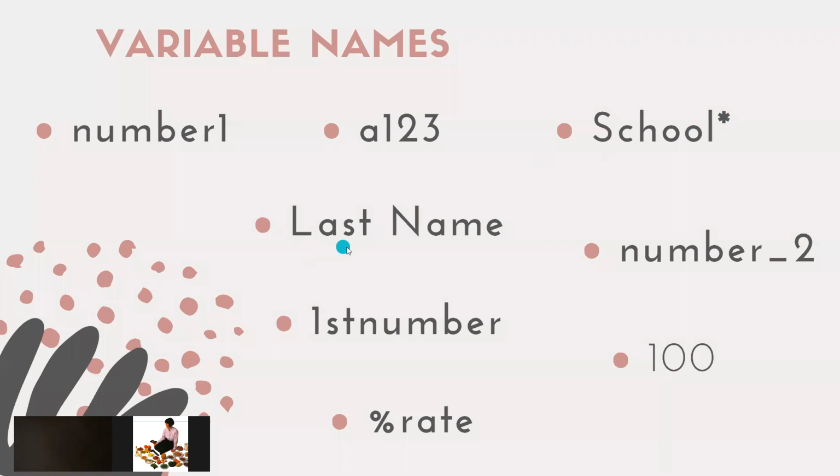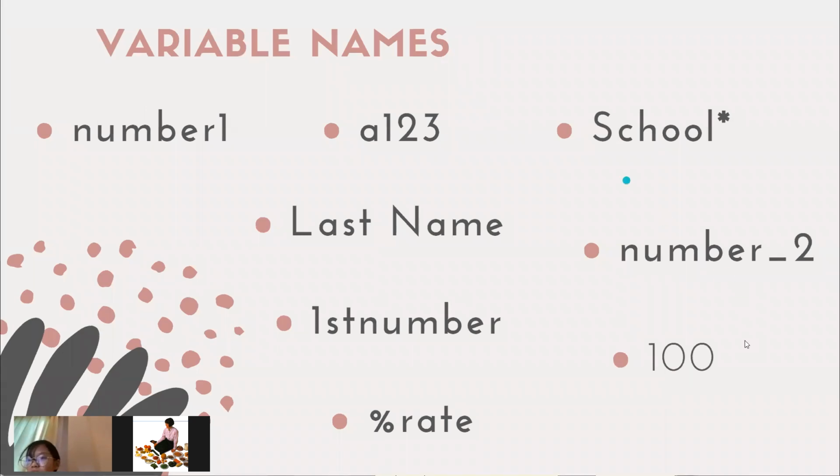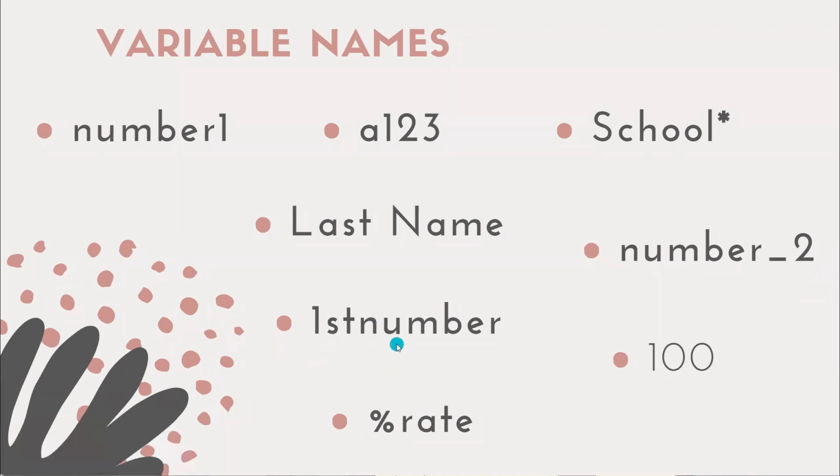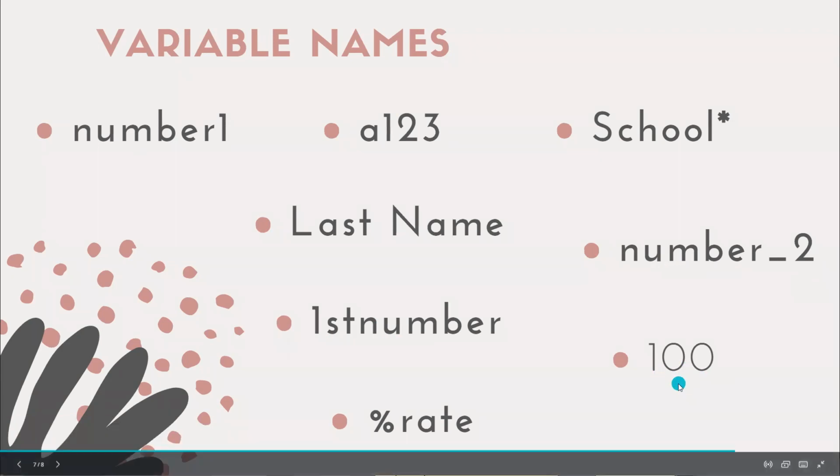How about this one? Last space name. No. Why? This has a space. Very good, that's right. It should not have a space. So this has a space, so it cannot be used as a variable. Next, number underscore two. Yes or no? Yes, you can use this one. How about first number? No. How about percent rate? No. Okay, very good.